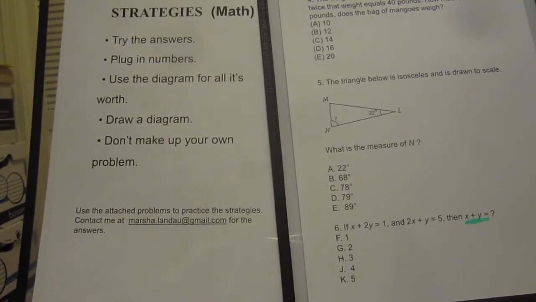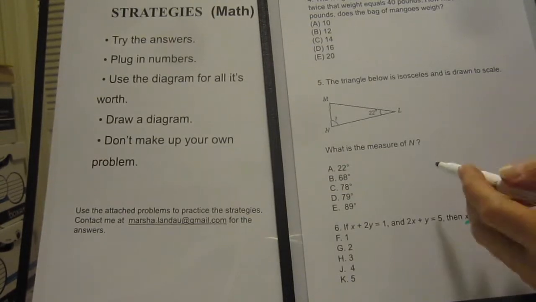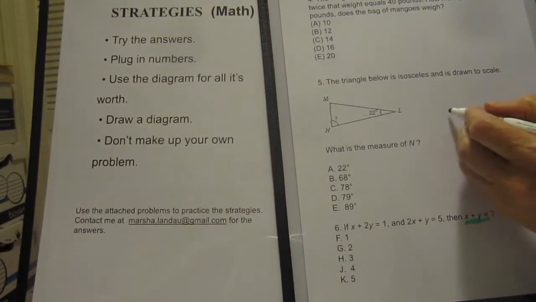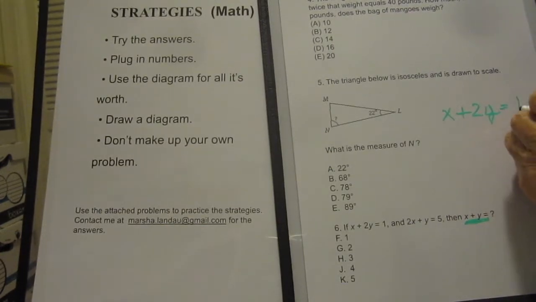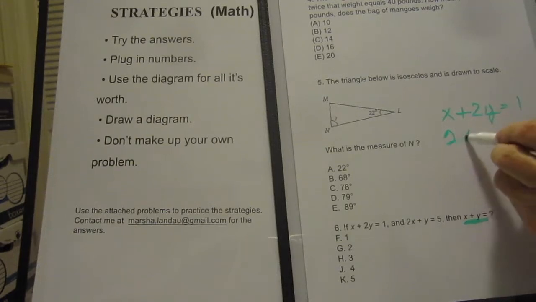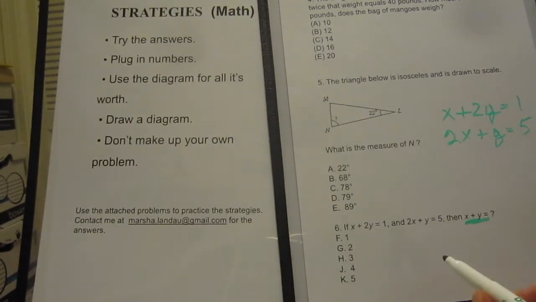So I understand from lots of experience that the problems on these tests are often rigged so that you don't have to do elaborate computation if you really understand what's going on. And what's going on here is that you need to take a good long look at the 2 equations. I'm going to use this space up here. So x plus 2y equals 1, and 2x plus y equals 5. And I'm interested in x plus y.